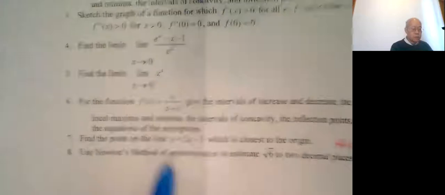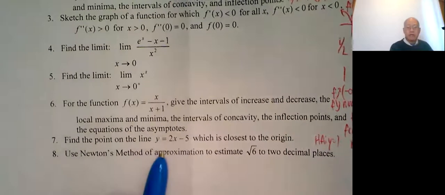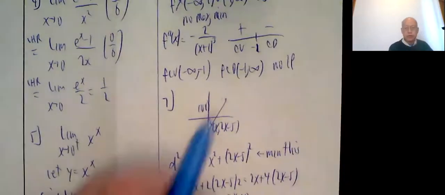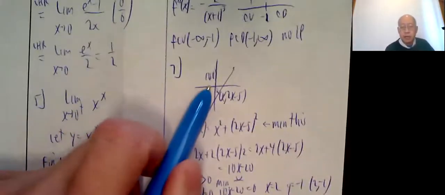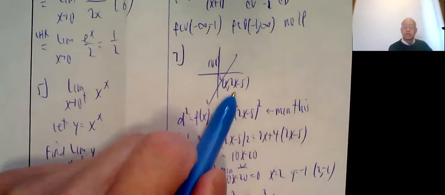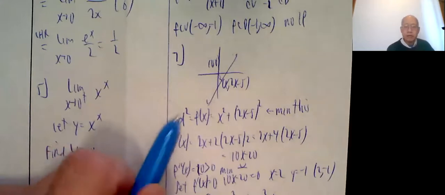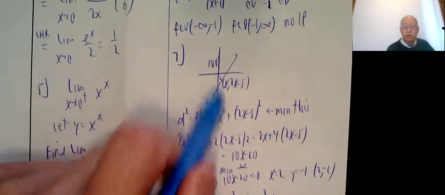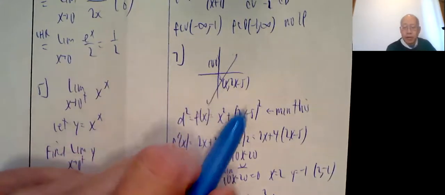Okay, number 7, y equals 2x minus 5. Which point is closest to the origin? So a crude sketch here. So from 0, 0 to x comma y, y is 2x minus 5. So using the distance formula, the distance squared, which I call f of x, is x squared plus y squared, which is x squared plus 2x minus 5 squared. Try to minimize this.